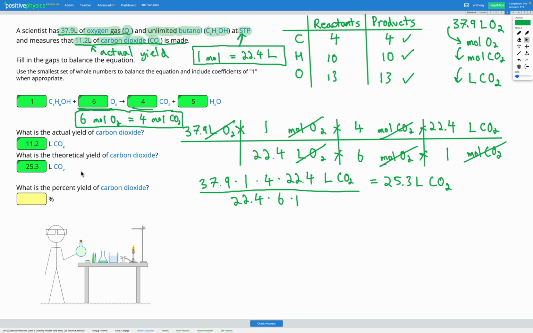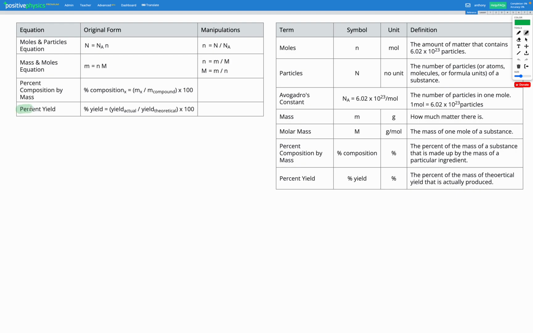Awesome. Okay, so we now know our theoretical yield calculated from stoichiometry, and we know the actual yield, what they measured in the lab. So we can use that to calculate our percent yield. Let's head to the reference sheet to find the equation for percent yield. Here it is. Our percent yield is given by the actual yield divided by the theoretical yield, all multiplied by 100.